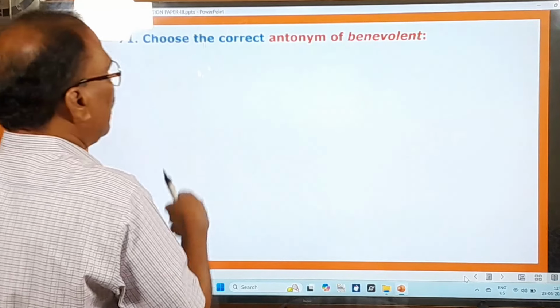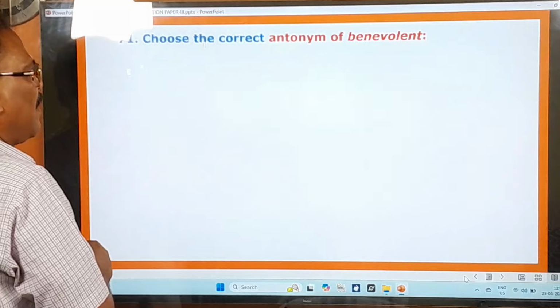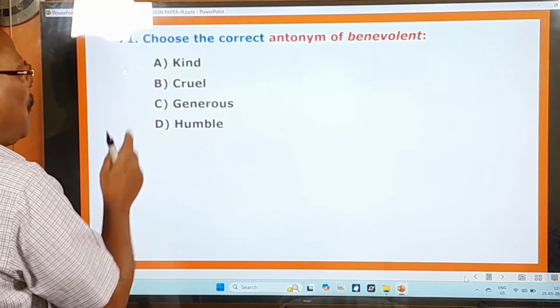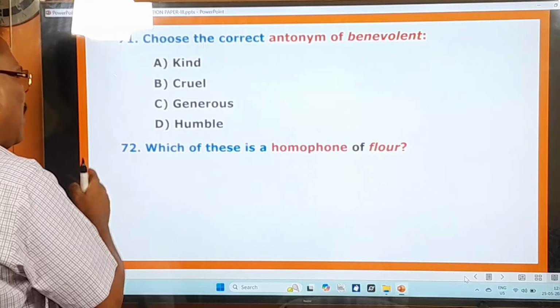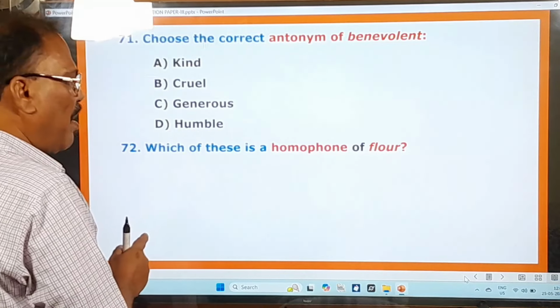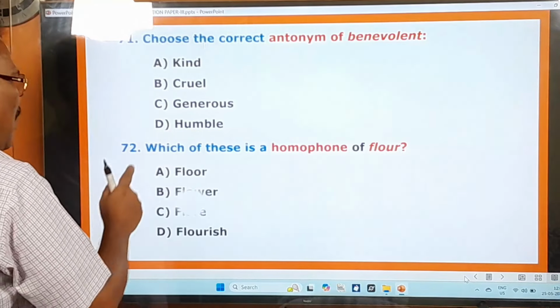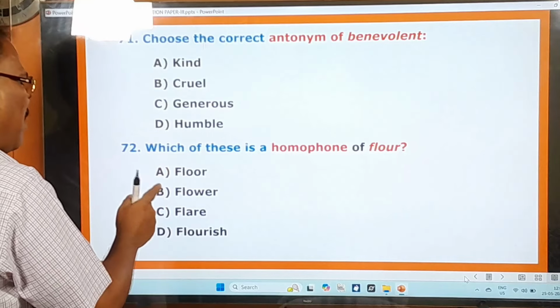71st question. Choose the correct antonym of benevolent. Kind, cruel, generous, humble. 72nd question. Which of these is a homophone of flower? Floor, flower, flare, flourish.